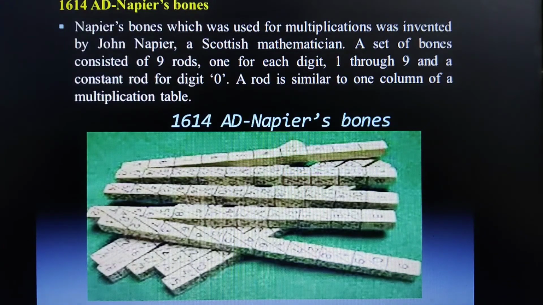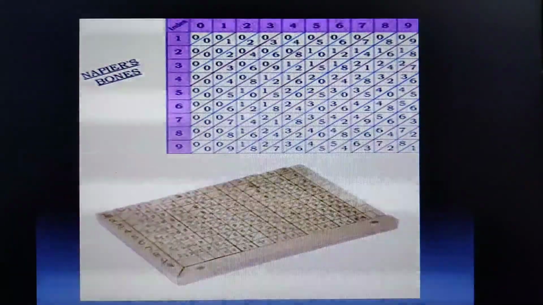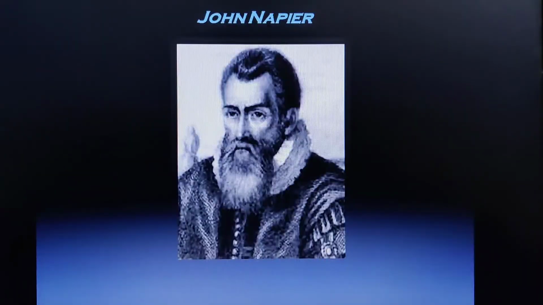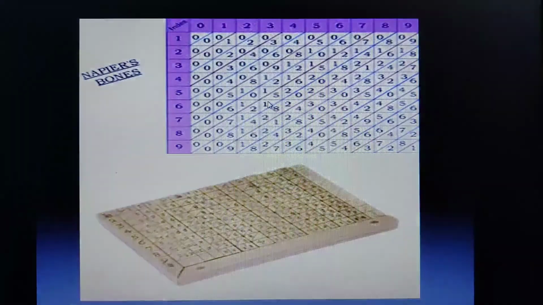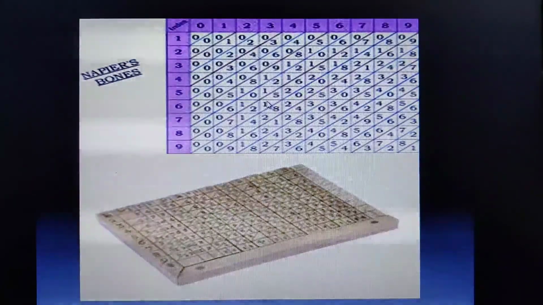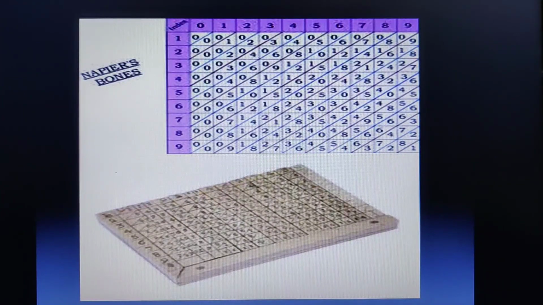In 1614 AD, Napier's bones came into existence. They were invented by a Scottish mathematician known as John Napier. If you look here, you can see Napier's bones. We have a total of 9 rods here, right from 0 to 9.